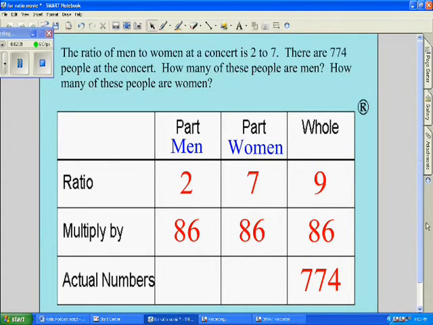Now, all that's left to do is multiply down each column. In the men column, 2 times 86 is 172. And in the women column, 7 times 86 is 602. We can confirm these numbers by adding across the bottom row. 172 plus 602 is, in fact, 774.